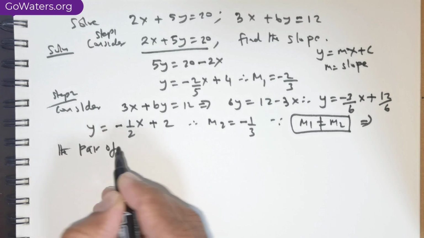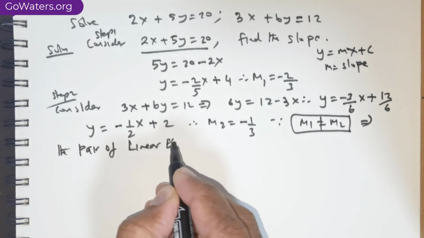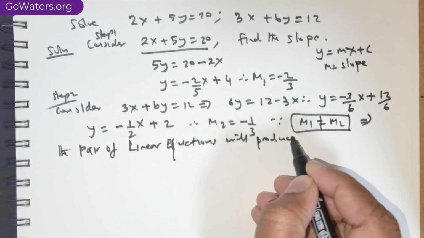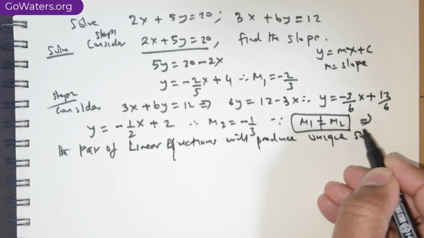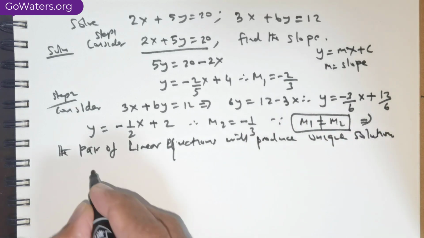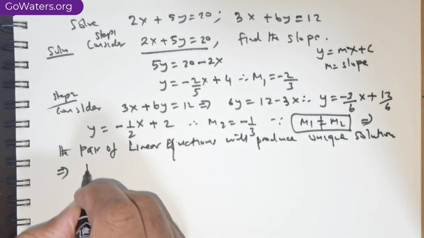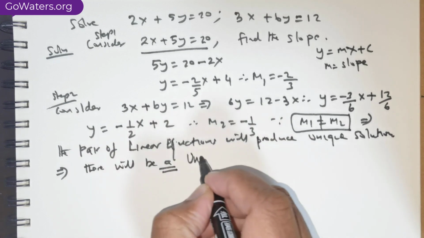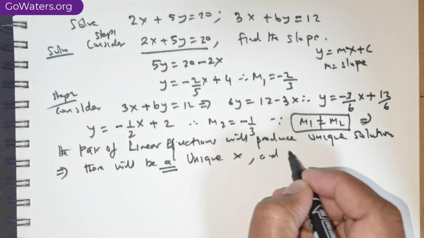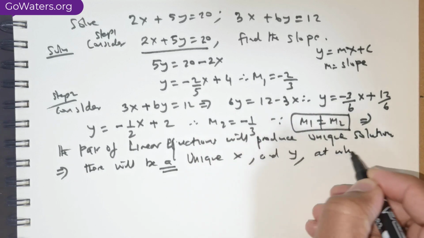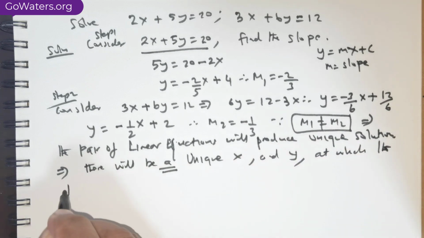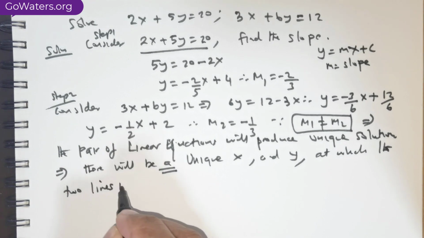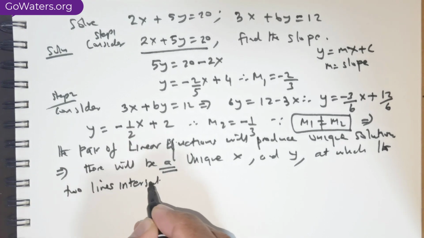the pair of linear equations will produce a unique solution. So that would mean there would be a unique x and y at which the two lines intersect. What is the meaning of this? This means there will be a unique x and y at which the two lines intersect. So that is what we are looking for.